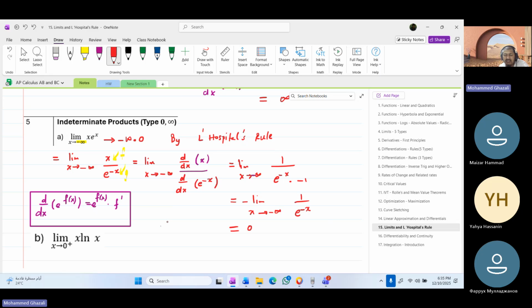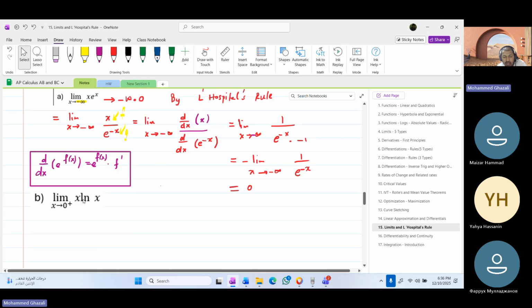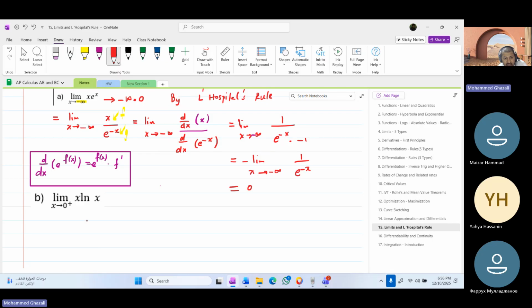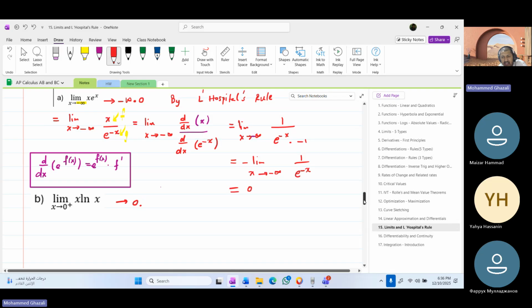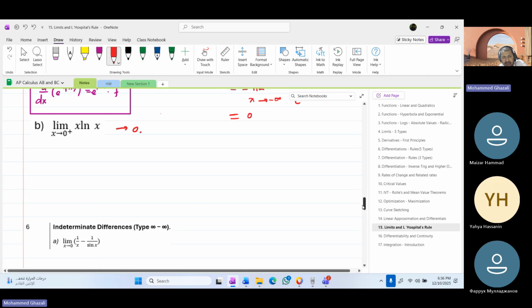You can't say that, but it's better to use L'Hopital's rule to prove it, because it's an indeterminate product. It's like 0 times infinity. See, like this one here: x ln x as x goes to 0 from the right. If I substitute 0 here, this is 0 times what? By the way, an indeterminate product is 0 times infinity, not 0 comma infinity.